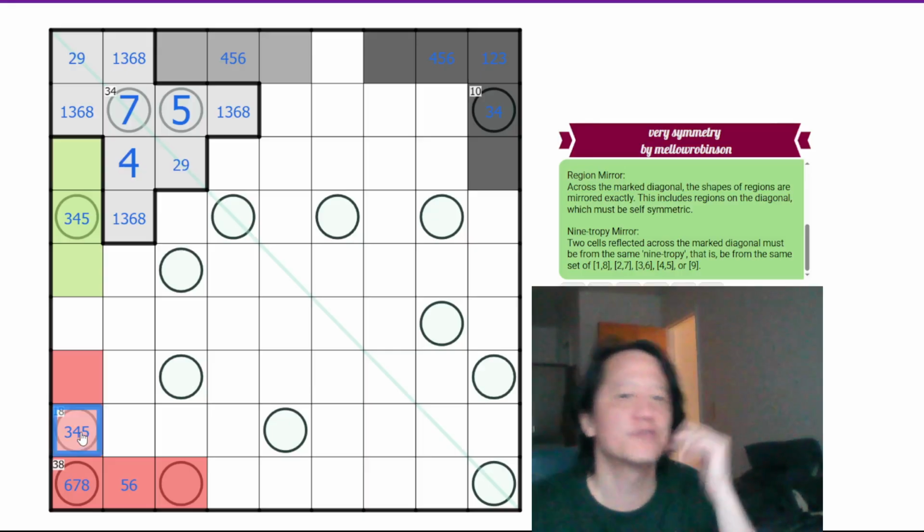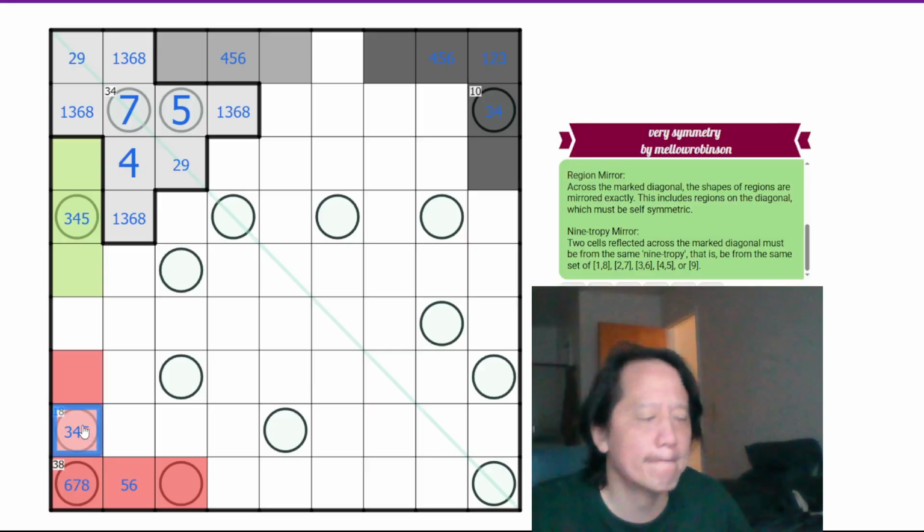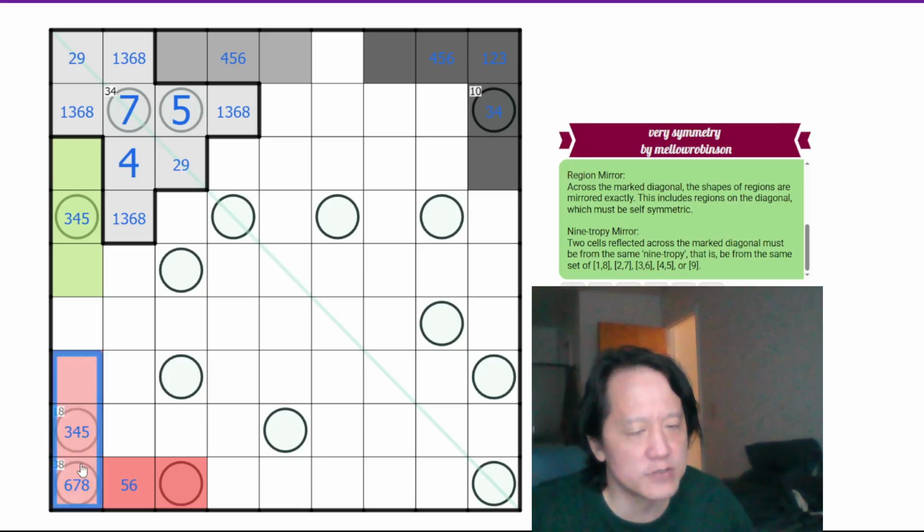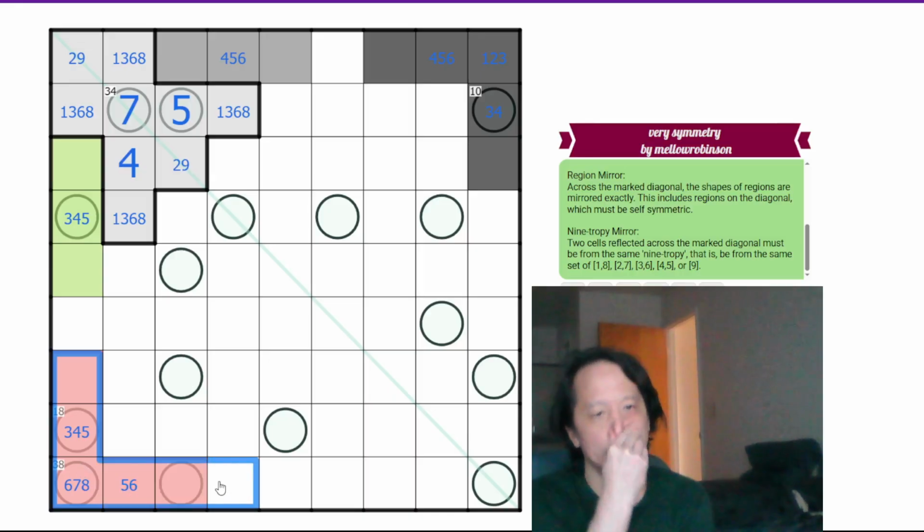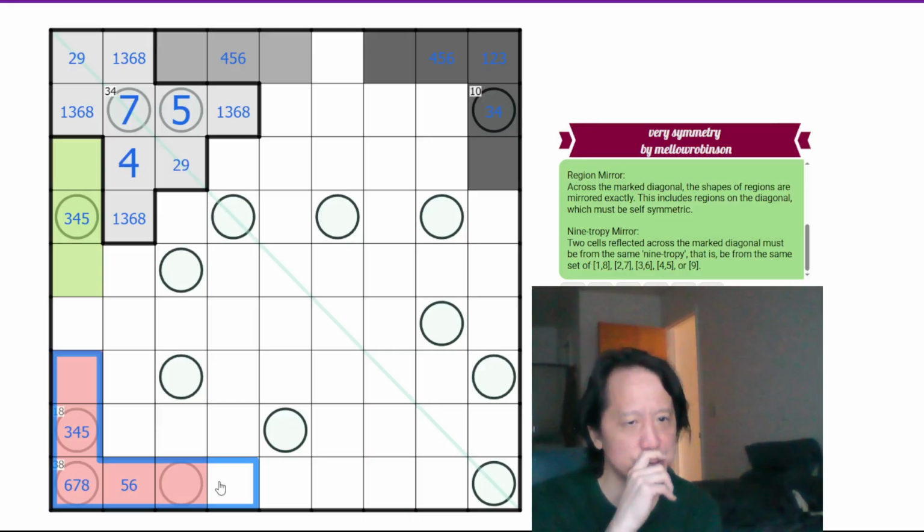Can this be 3 anymore? If it's 3, that means all of these are seeing, and it must add up to 18 at least. 3, 6, and 9 does kind of work.